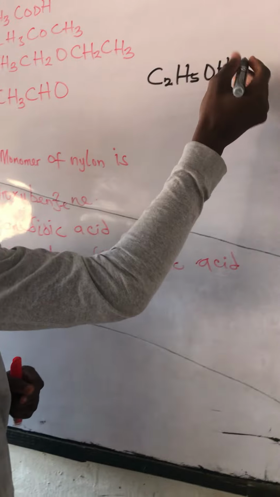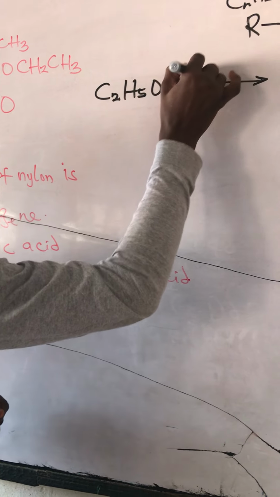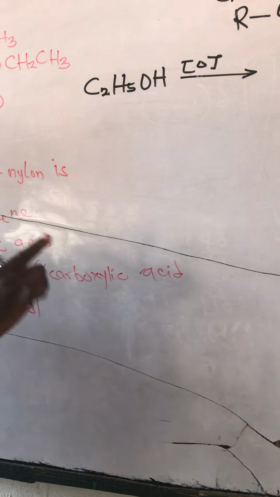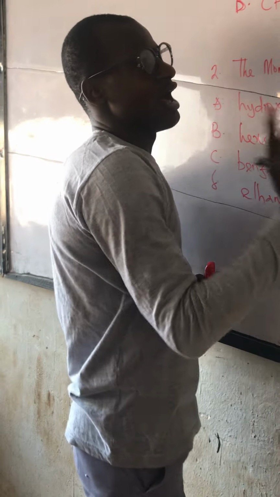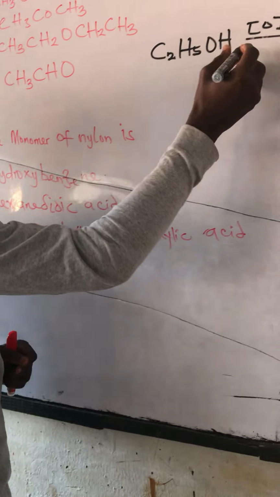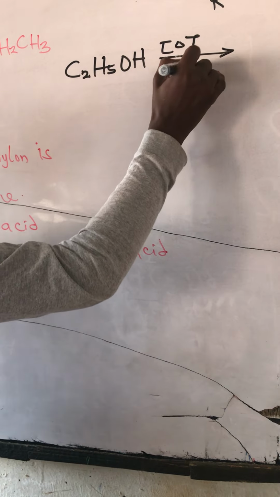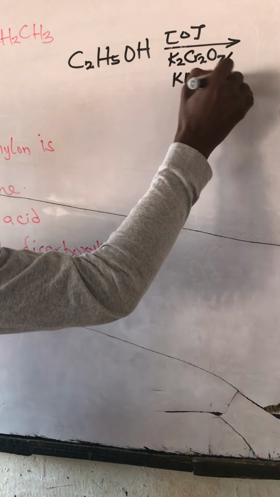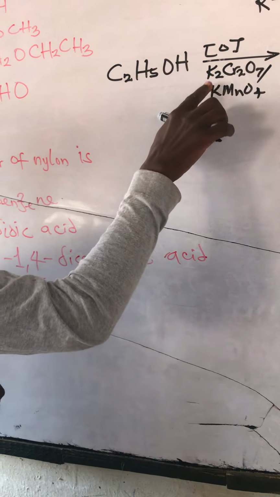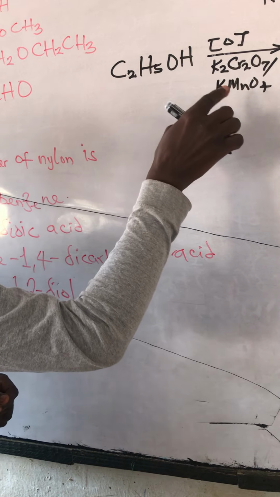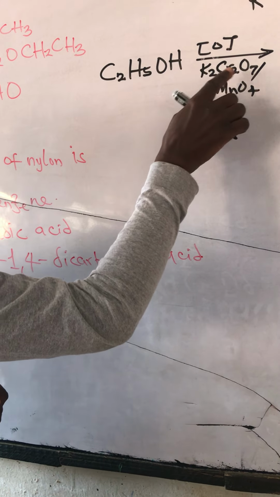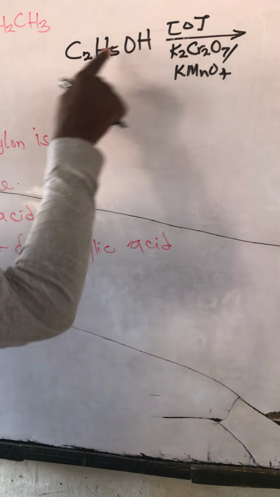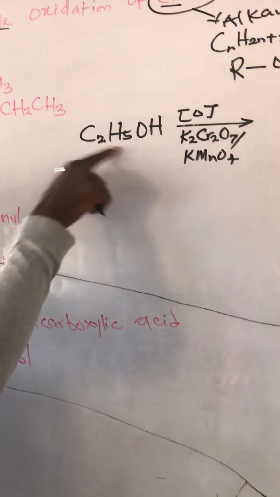Now, when they say incomplete oxidation, let's put something here, that the presence of this O here is denoting oxidation. Another catalyst that can be used in this place is either K2Cr2O7 or KMnO4, potassium permanganate VII, or potassium dichromate VII. Now, look at this place. When we have this, this is our ethanol.